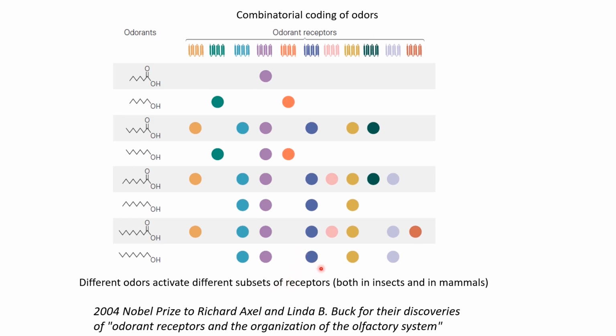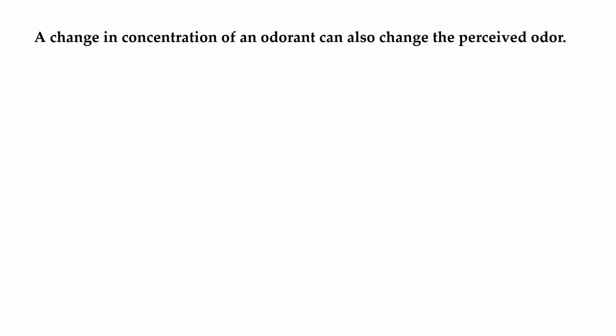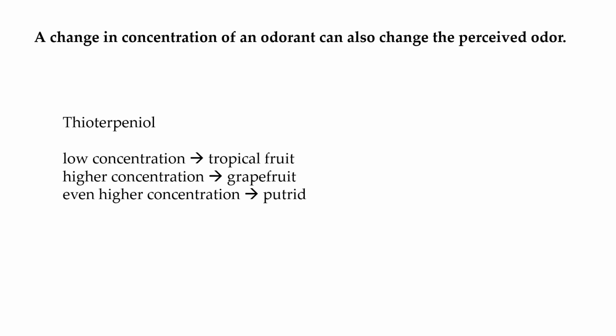Normally, when the concentration of an odorant is increased, we perceive the smell more strongly. But in some cases, something very interesting happens. If the concentration is increased sufficiently, in some cases that might change the perceived odor completely. For example, the chemical thioterpineol at low concentrations smells like tropical fruit. At somewhat higher concentrations it smells like grapefruit, but at very high concentrations it smells putrid or rotten. Can you guess why this might be happening?